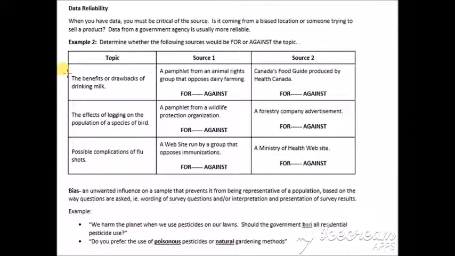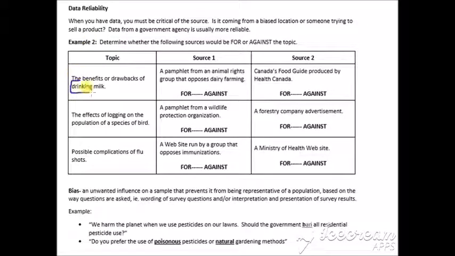Data, you must be critical of the source. Is it coming from a biased location or someone trying to sell you a product? Okay, data from a government agency is usually more reliable. So let's take a look at example 2. Determine whether the following sources would be for or against the topic. So if we have this topic, the benefits or drawbacks of drinking milk, okay?